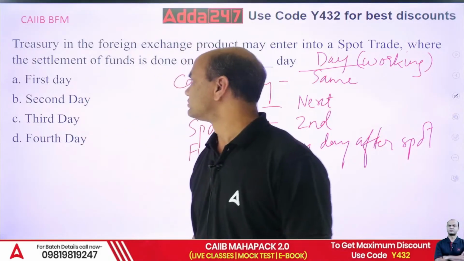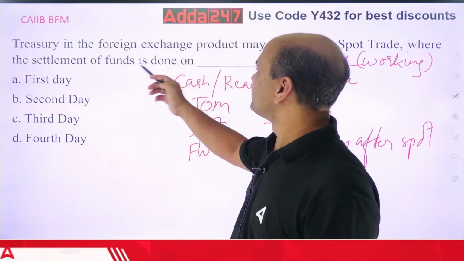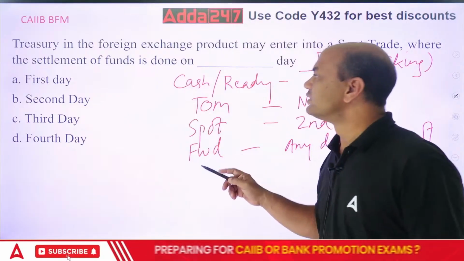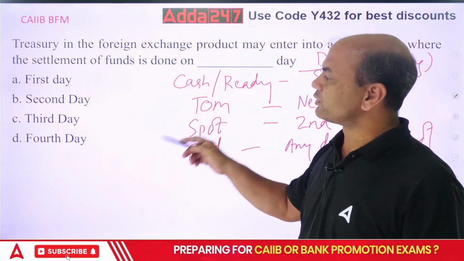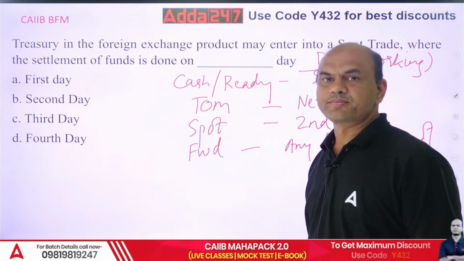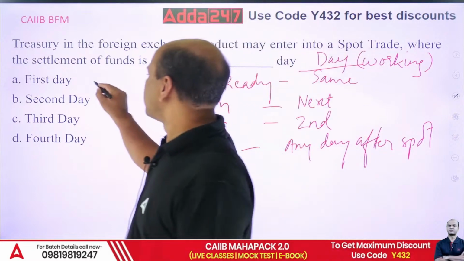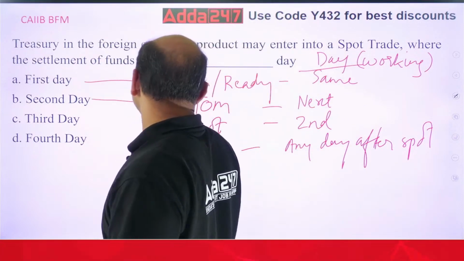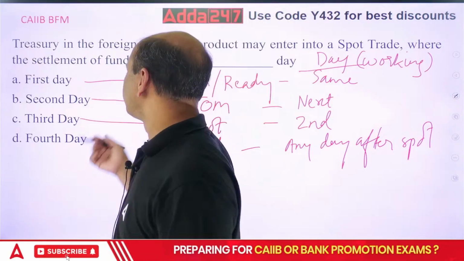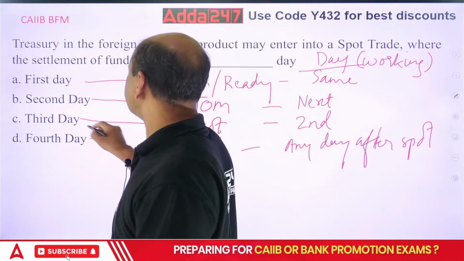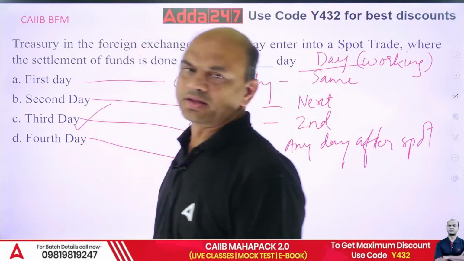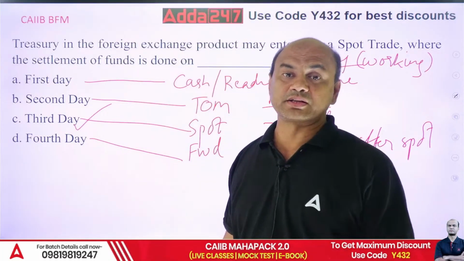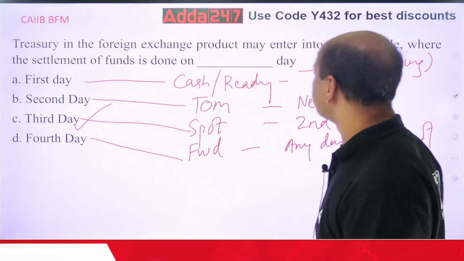So the fund settlement is done on the first day, second day, third day, or fourth day. The first day is cash, second day is Tom, third day is spot, and fourth day will be forward. So the answer is third day. The settlement is done on the third day. Got it?